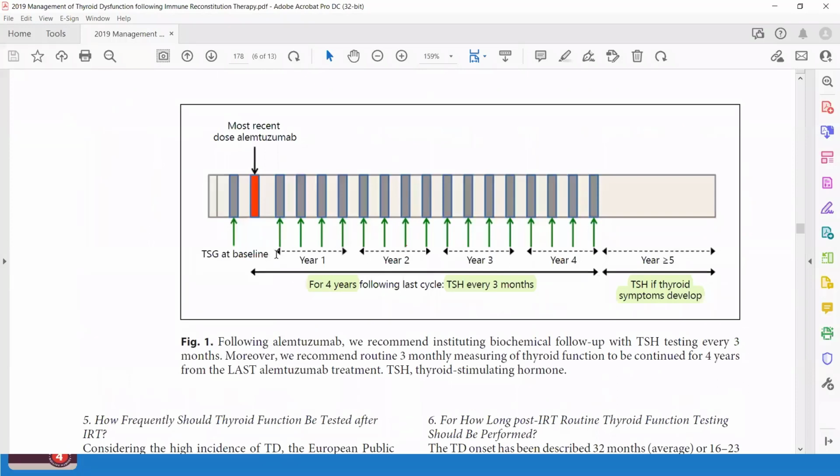For the first 4 years, we should do thyroid function test assessment 4 times per year, every 3 months after treatment by alemtuzumab. And after 4 years, we should do TSH if there is a thyroid symptom. So for 4 years, we should do TSH every 3 months after the treatment.